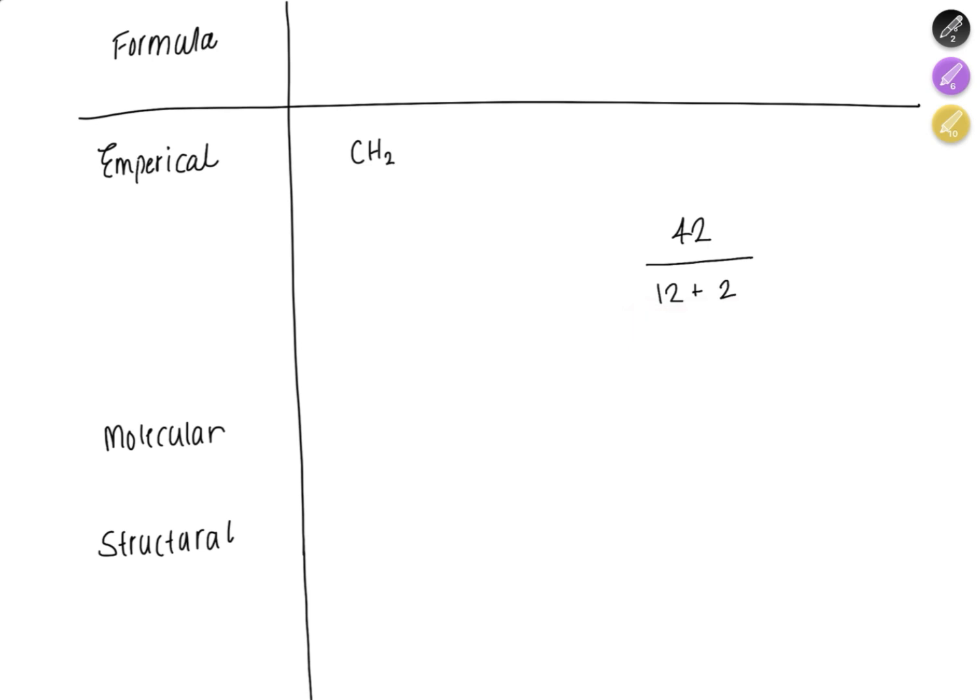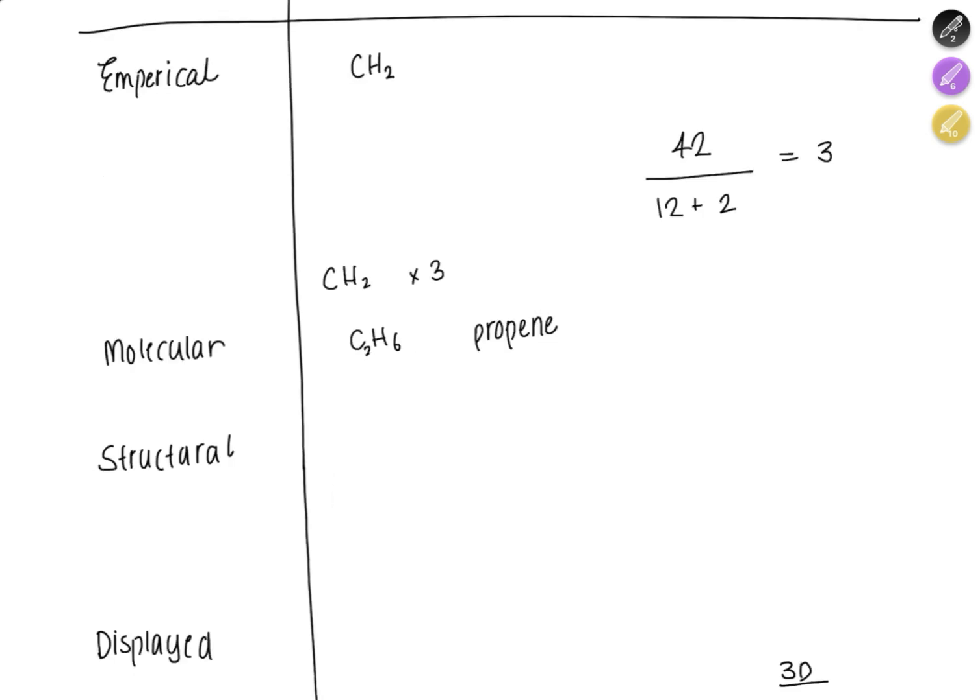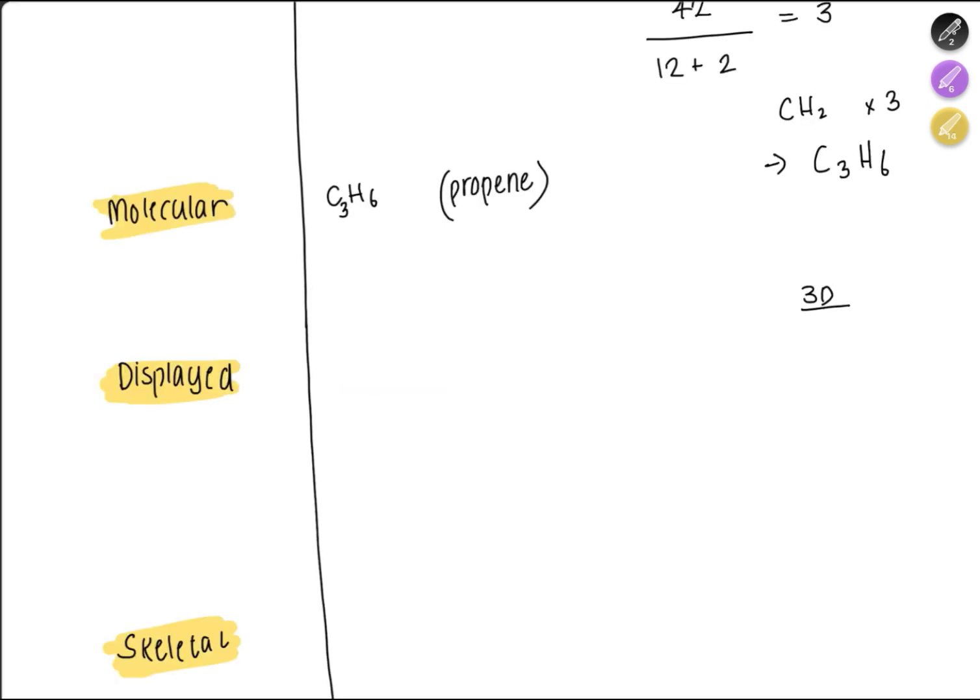So 42 divided by 14 equals 3. You're just going to multiply this by 3, CH2 times 3, and this will give you C3H6. This is basically an alkene and it has 3 carbons, 6 hydrogens. That's your molecular formula. Then we'll talk about displayed formula now.